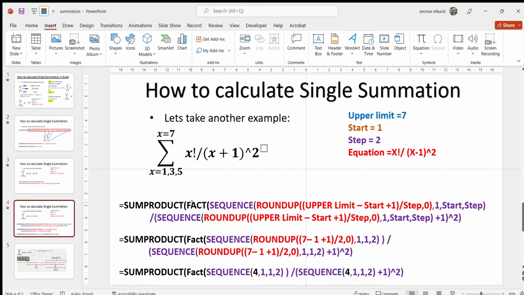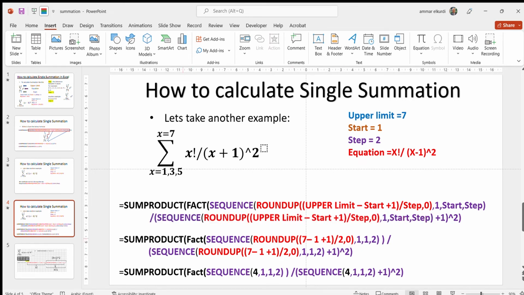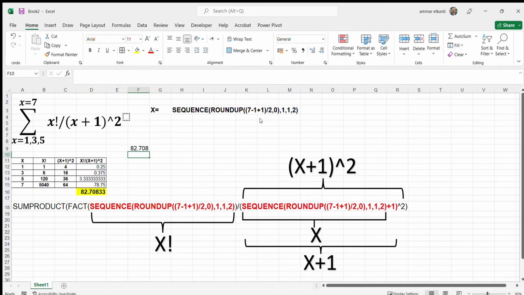Let's go and see. From here to here is x factorial divided by this one, which is x plus 1, and x plus 1, and all is power 2. We substitute with values, and we got this formula. Let's go now. Let's see this formula in reality.